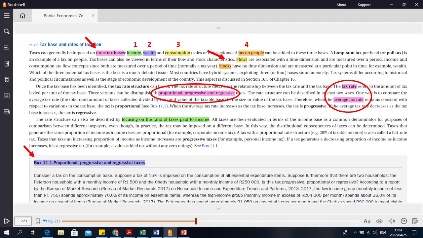But if you look at box 11.1, you should really carefully go through that example, and then you will see that the consumption taxes that we have could very well be regressive, because everybody pays the same rate, but not everybody consumes the same amount of goods. So as a proportion of our income, the VAT is certainly a regressive tax. So make sure that you understand box 11.1.